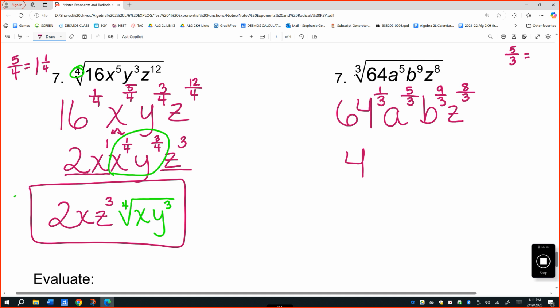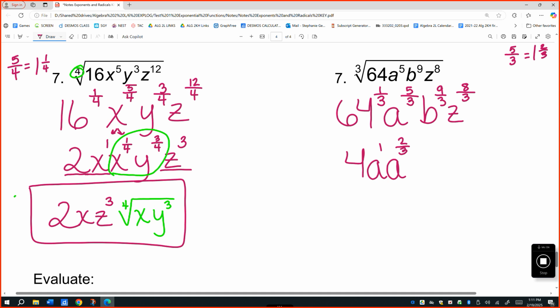3 goes into 5 one time. How many are left over? 2. So that's 1 2/3, right? So I have an a to the first, and I have an a to the 2/3 power. Okay?